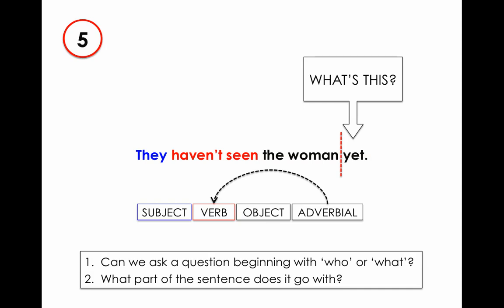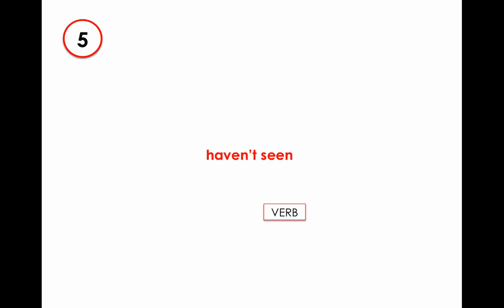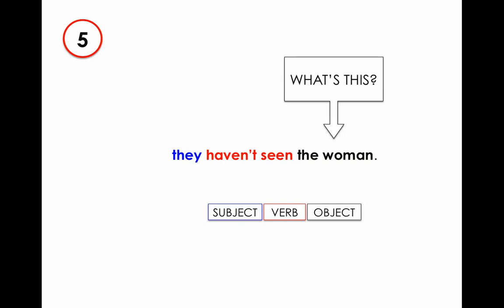Now, the thing about adverbials is that they don't always go at the end of the sentence like this, and I'll give you some similar sentences with different adverbials, but more or less the same meaning, which illustrate this. Have a look at the next one. Haven't seen, verb. They haven't seen. Notice it hasn't got a capital letter at the beginning. They haven't seen the woman.